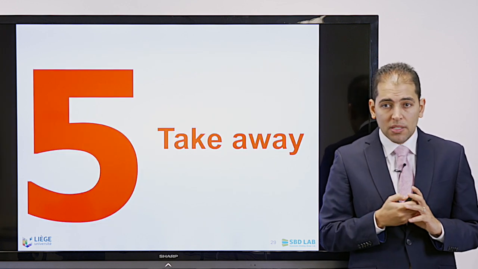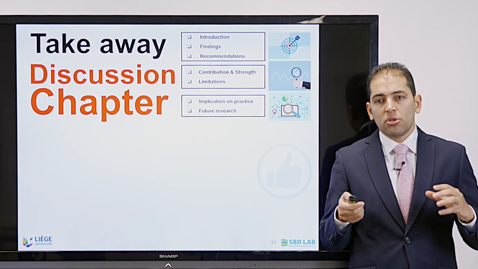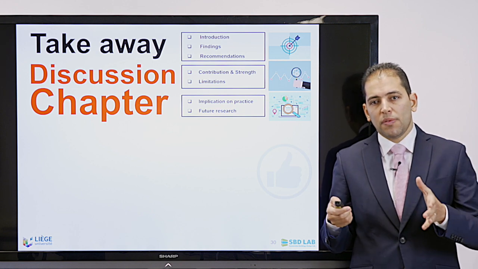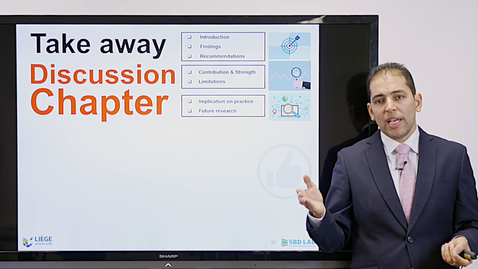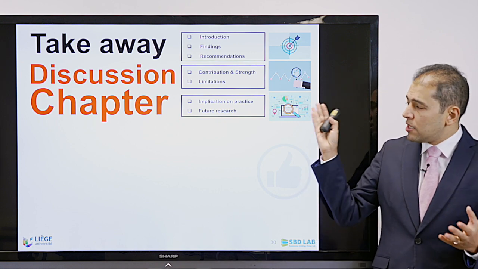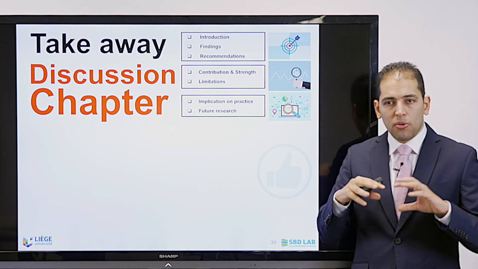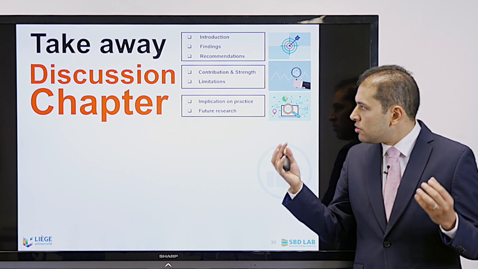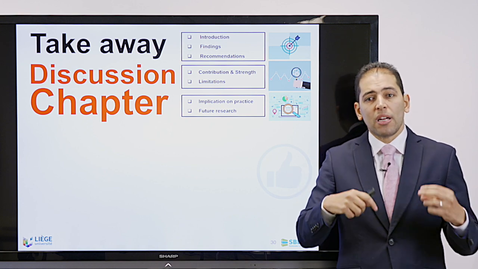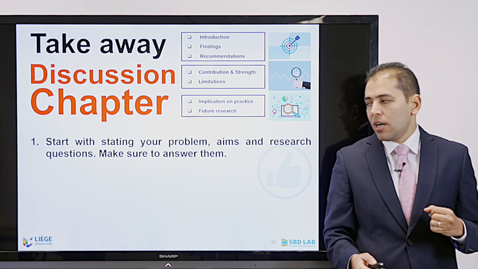Some takeaway messages for writing your discussion section. The discussion chapter is very important because it shows your intellectual depth. It will show that you are not only a scientific person, but you are also professionally aware of what's happening in your field, and it's combining those two. I suggest using this structure: an introduction, then merging findings and recommendations under one section, then the contribution, strengths and limitations as a second section, and then the implication on practice and future work under a third section for your discussion. And let's go with the advice.